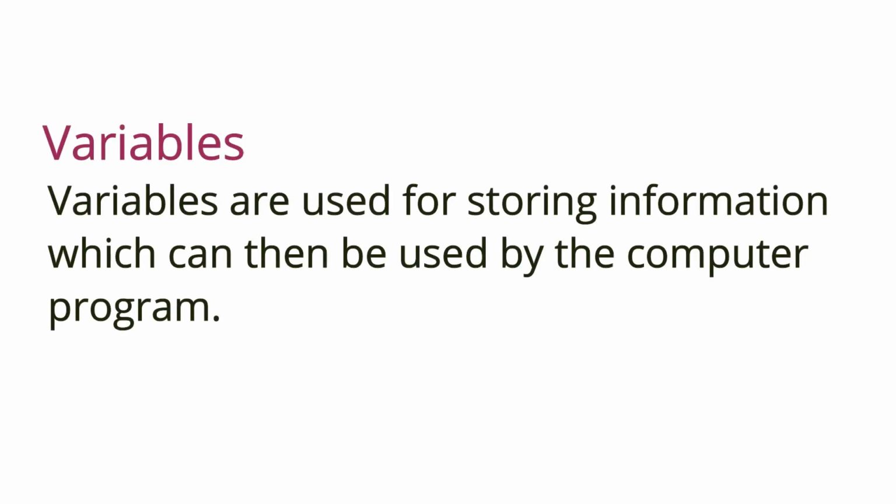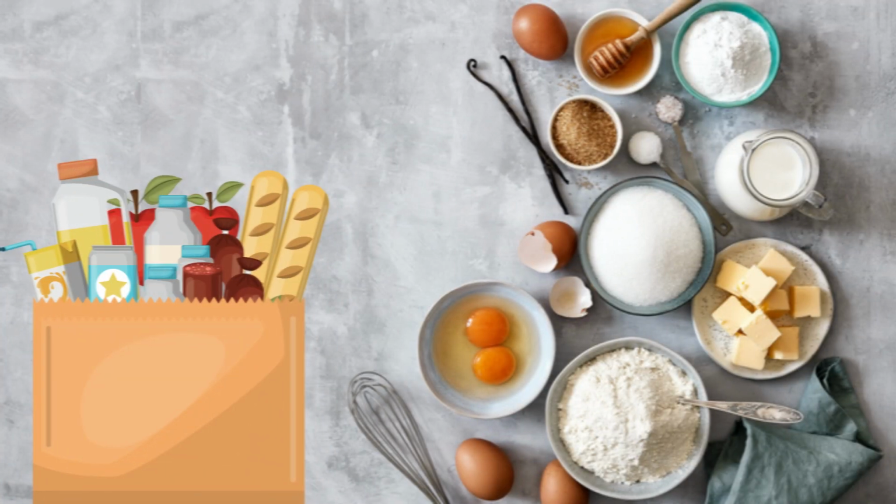Now let's discuss what variables are. Variables are used for storing information which can then be used by a computer program. Now let's look at this concept from a very different angle. Imagine you are cooking food. You need spices, pulses, vegetables and many different ingredients to cook a food.